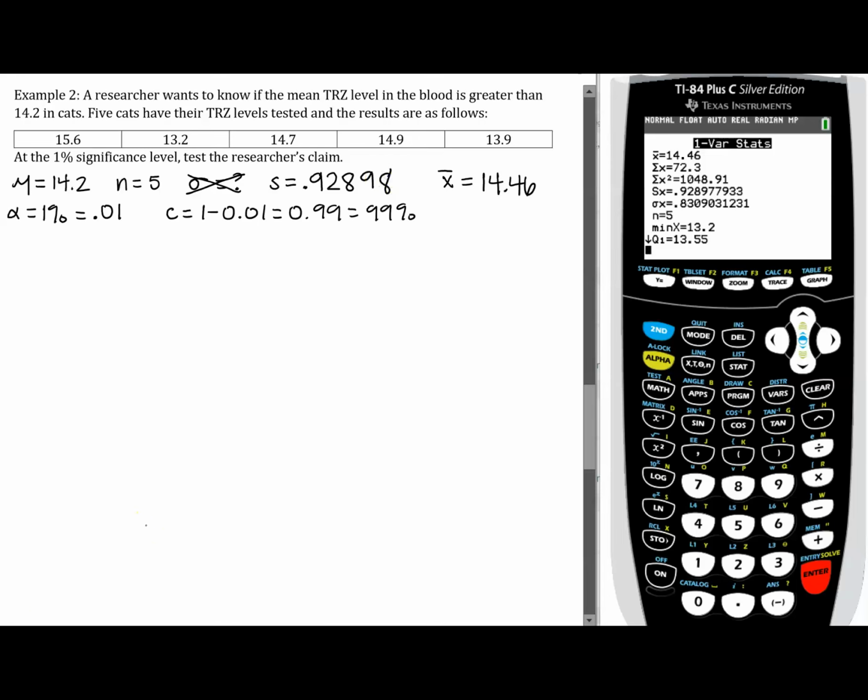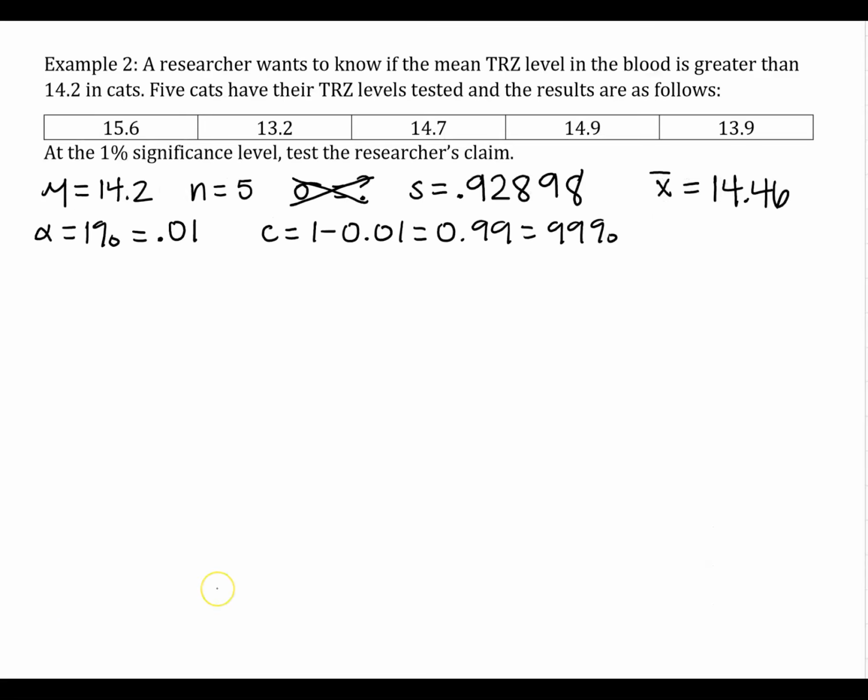So now we have the information that we need to begin our 5 steps. And keep in mind that this time we will be using the t-distribution because we do not have sigma. We do not have the population standard deviation. And so we will be using the t-distribution table. So for step 1, our null hypothesis always gets the equal. It is that mu is equal to 14.2. That is our H0.